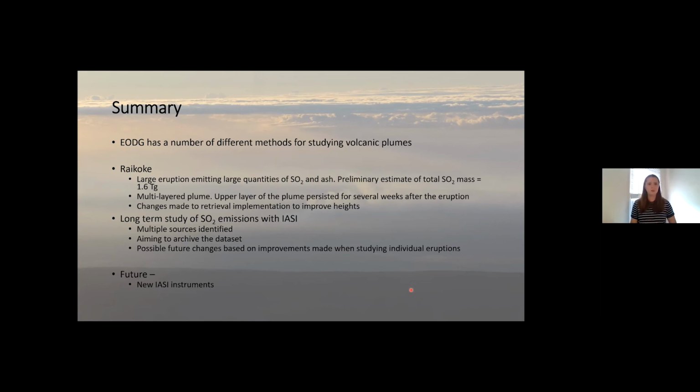And then thinking towards the future, we're really lucky in that we have this really long-term record of SO2 emissions from the IASI satellites because they were launched in 2007. And it's likely that these instruments will be in orbit for a while longer. But also in the next 5 years or so, there's going to be the next generation of IASI instruments as well, which will have higher spectral resolution. And there's also a geostationary satellite going to be launched, which has an instrument similar to IASI. So this opens up new potentials in the future, which is quite exciting.